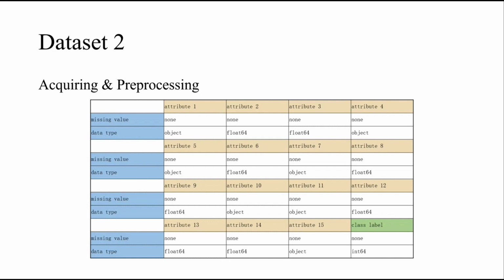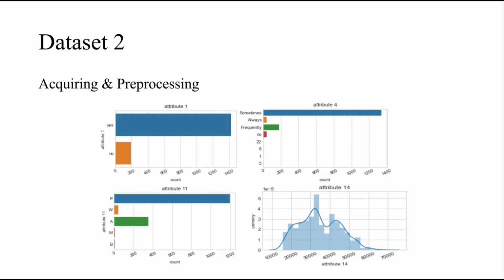If we look at dataset 2 in general, we can see that there are no missing values in dataset 2. Attributes contain both continuous and categorical data. So the next step, data cleaning, is relatively easy. Next slide. Data cleaning in dataset 2 mainly falls into 4 categories.